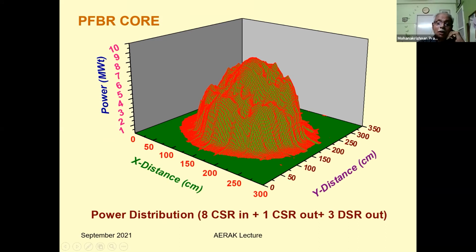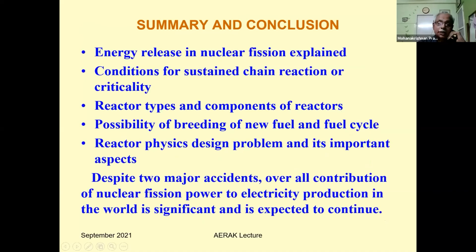So I have come to the summary of this lecture. Energy release in nuclear fission explained, conditions of sustained chain reaction and criticality in reactor, and then the reactor types and components, that is, the different materials used, and how the heavy water, light water cooled, fast reactor, and possibility of breeding in the fast reactor, and the fuel cycle. Fuel cycle is a very difficult field because building the fuel reprocessing plant is more difficult than the reactor. So reactor physics design problem and its important aspects, of which I gave you one example.